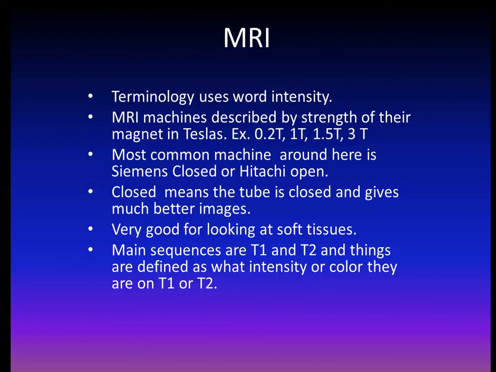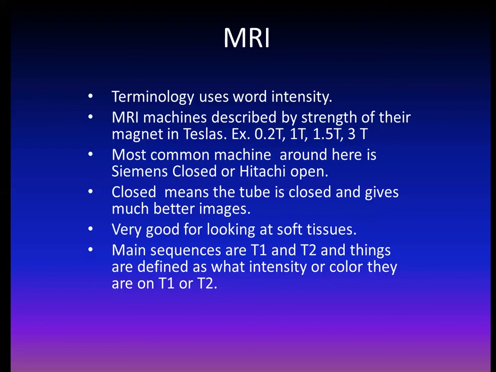MRI machines are described in terms of the strength of the magnet, and the unit that they use is called a Tesla. So you may see a 0.2 Tesla magnet, a 1 Tesla, 1.5, a 3 Tesla. Most of the higher end magnets are the 1.5 or the 3 Tesla. Anything below the 1.5 is usually kind of a cheaper magnet. And the reason that's important is the lower strength magnets tend to have a lot worse resolution, so your imaging quality is not near as good. The imaging quality between a 1.5 and a 3 honestly is pretty similar, but there is a little bit of improved resolution with a 3 Tesla magnet.